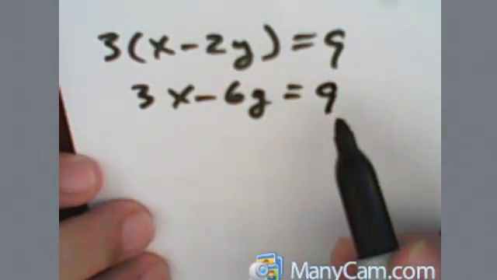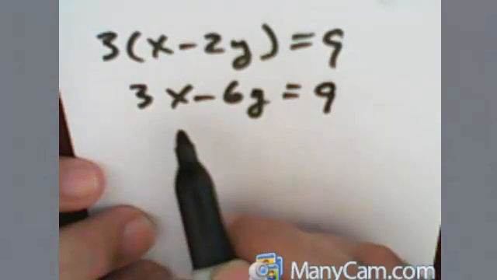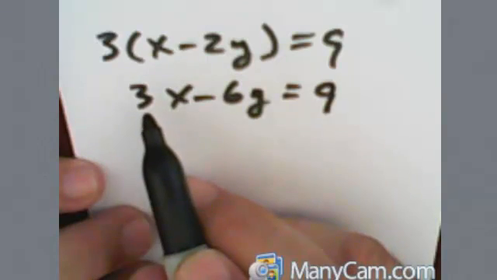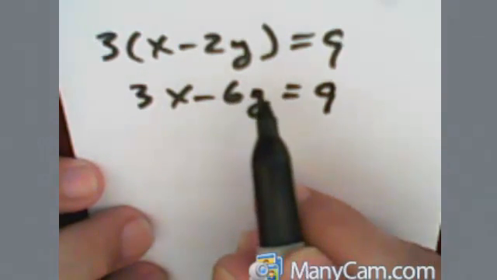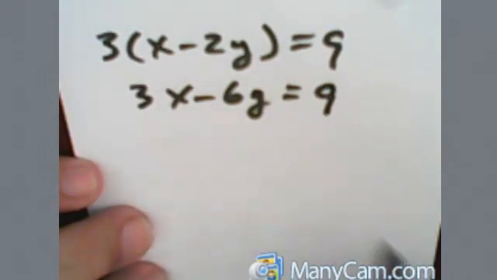Don't multiply the 9 by 3 because it's on the other side of the equation. Now notice that all three of these terms have factors of 3 in them. 3 is a factor of 3, 6 divides by 3, and so 9 divides by 3 also. So let's reduce the equation by 3.